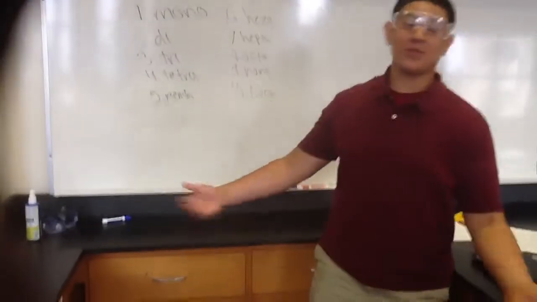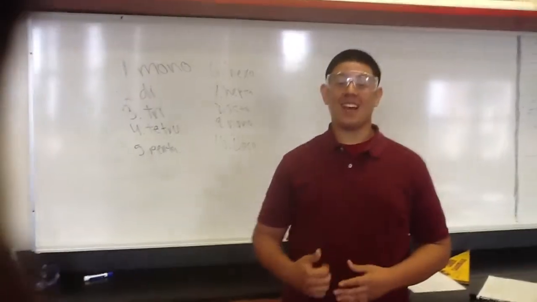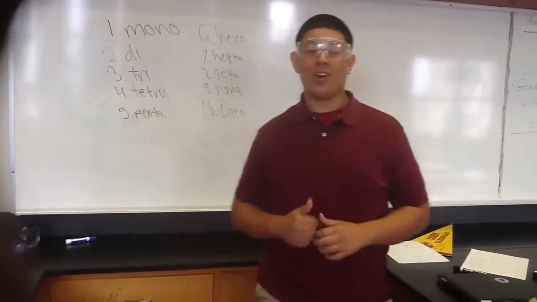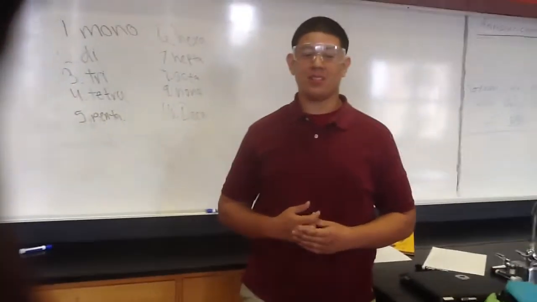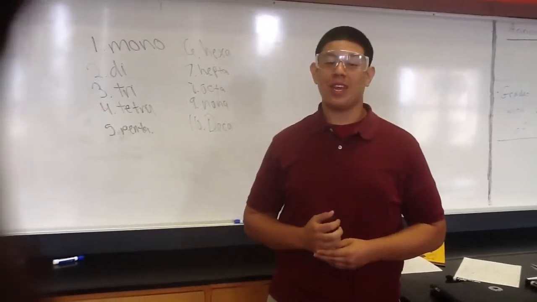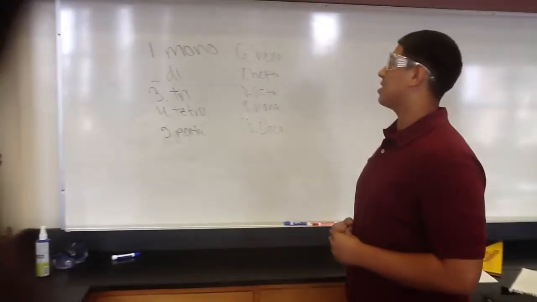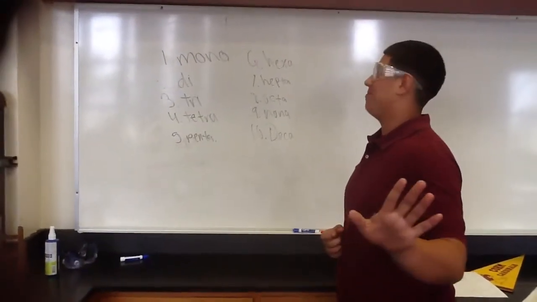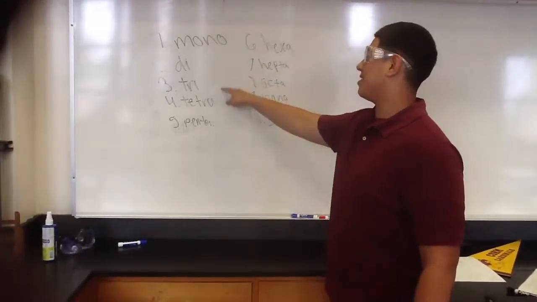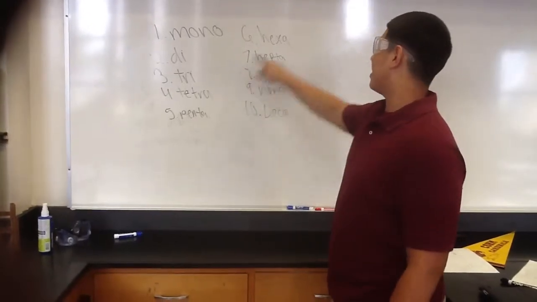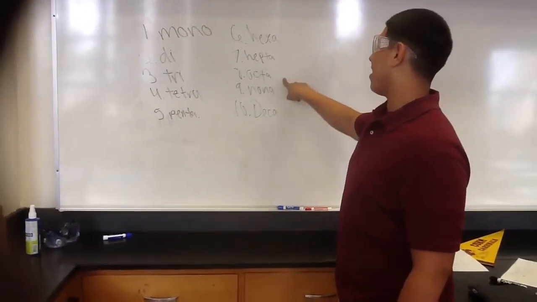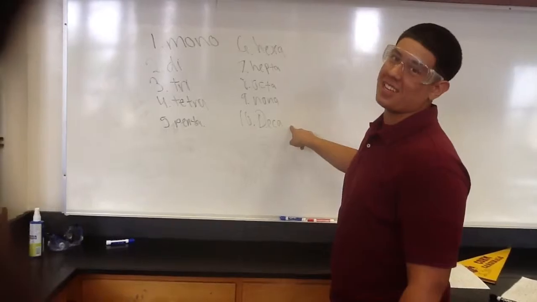Oh, I almost forgot. One more thing that I might add, always remember that covalent bonds will use prefixes when naming two elements, such as mono, di, tri, tetra, penta, hexa, hepta, octa, nona, and deca.